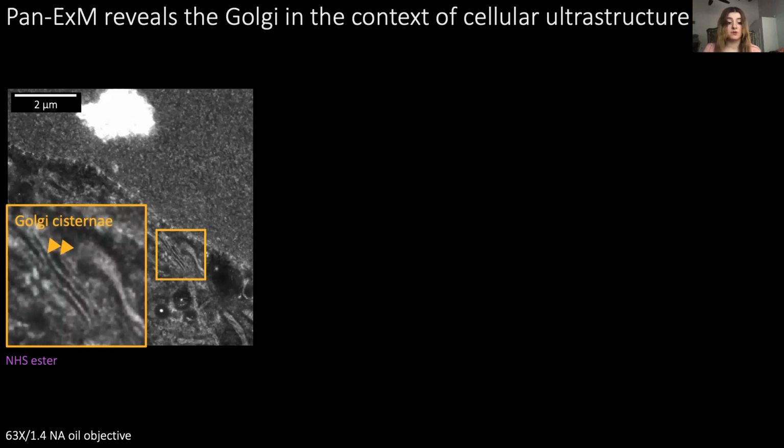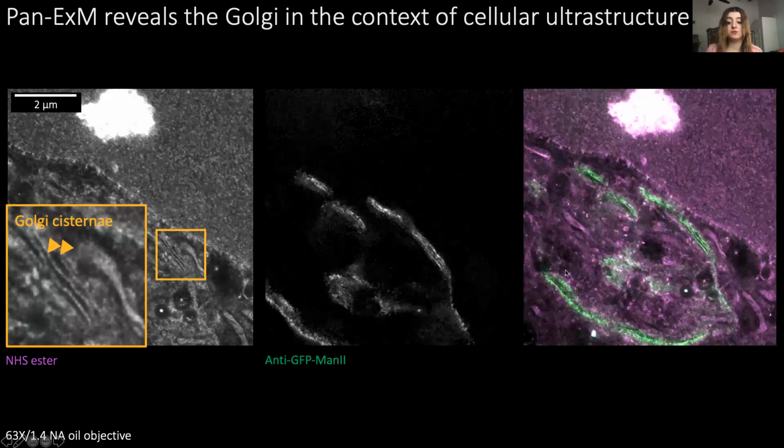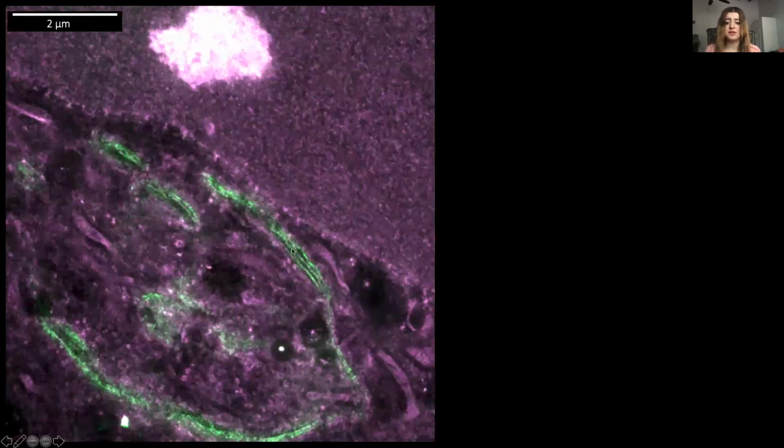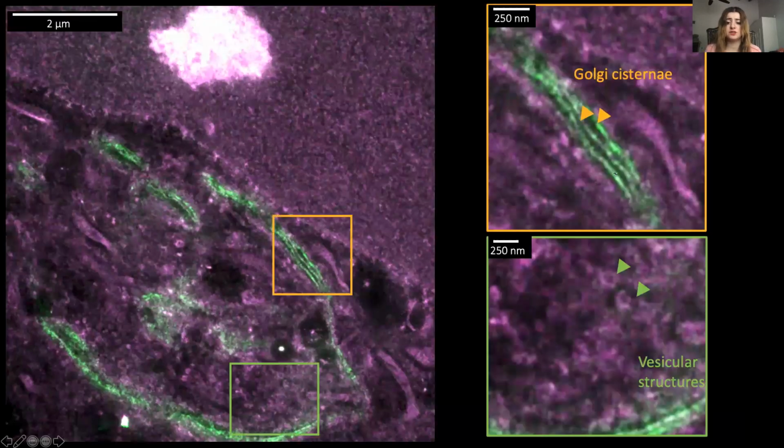alone. Here, to verify that this is actually the Golgi, we overexpressed a luminal medial Golgi marker, MAN2, and we found that it is perfectly superimposed with the stacks observed in the NHS ester channel. So if we zoom in here, we can clearly see individual cisternae of the Golgi apparatus, as well as multiple vesicular structures surrounding the Golgi network.